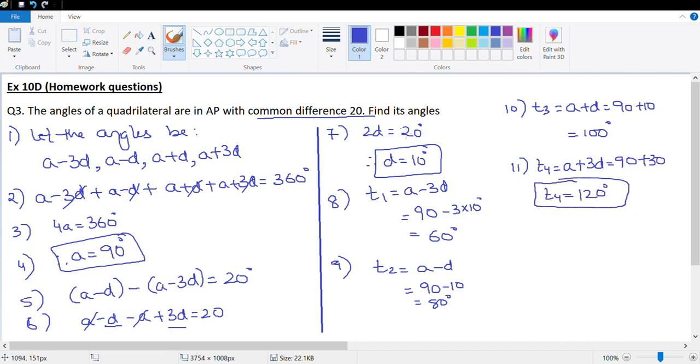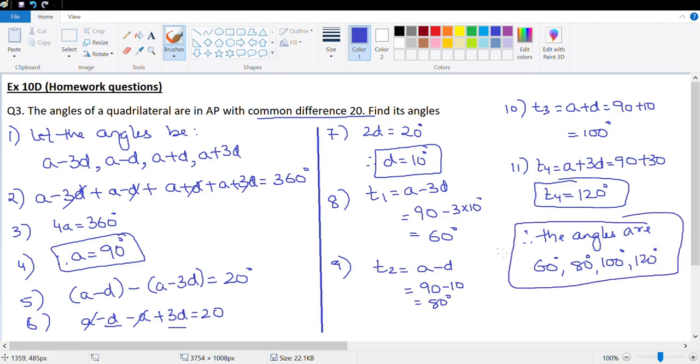Let's read the question. Find the angles. Therefore, the angles are 60 degree, 80 degree, 100 degree, and 120 degree. So these are the 4 angles of the quadrilateral. Let's look at the next question.